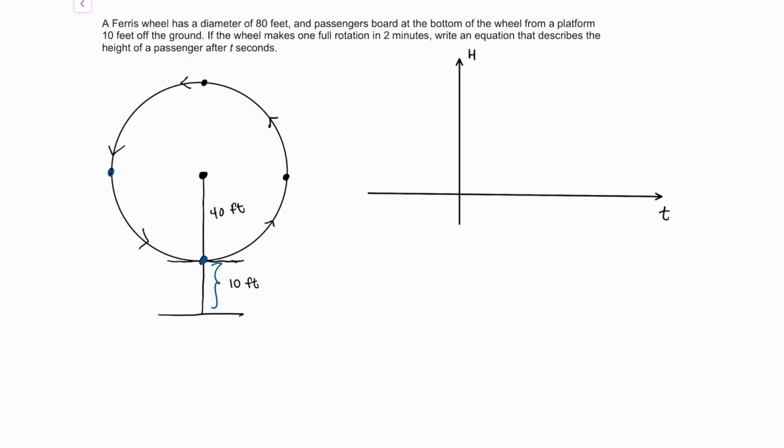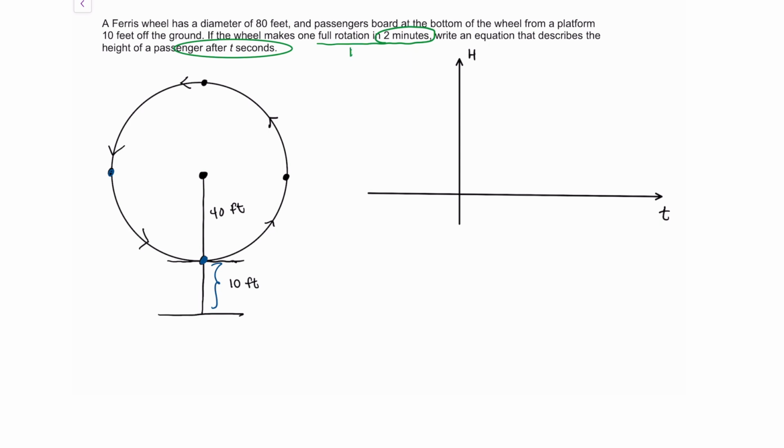So in order to analyze this situation, we have motion around a circle. So what we're going to do is look at the easiest points on the circle, which means at every quarter rotation, just to see what's going on. Now, the first thing to keep in mind is that we're told that it makes a full rotation every 2 minutes, but we want the height of the passenger after t seconds. So we need to make sure that those time units match up.